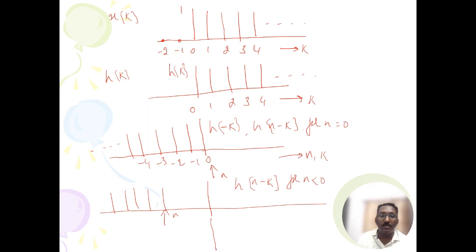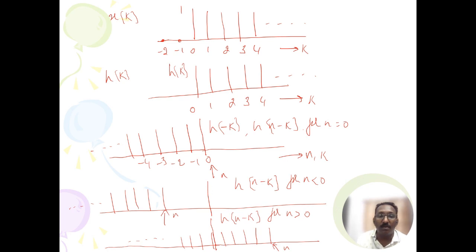So coming to h of n minus k for n greater than 0, n will be somewhere here. This indicates the n value. Like this, we will be having impulses like this.